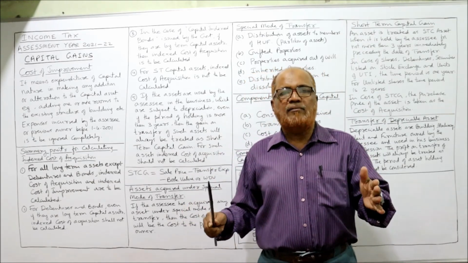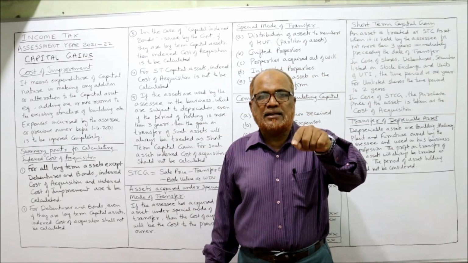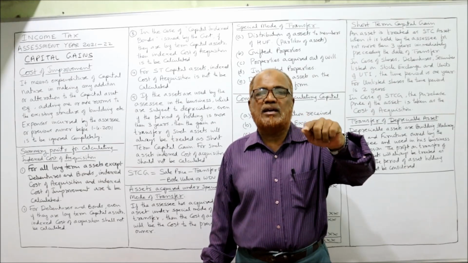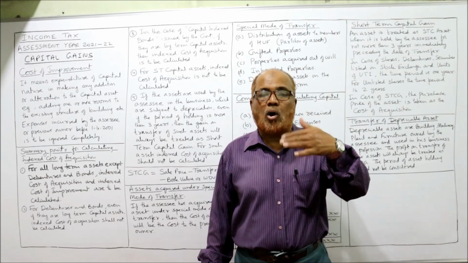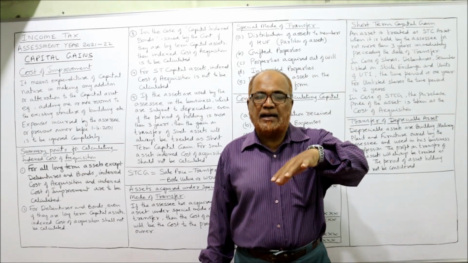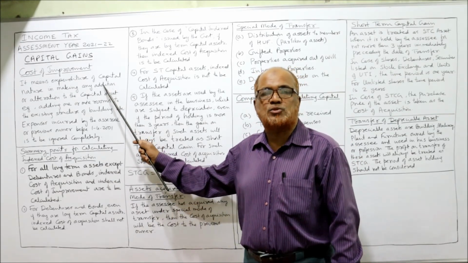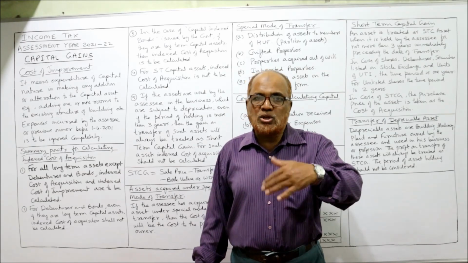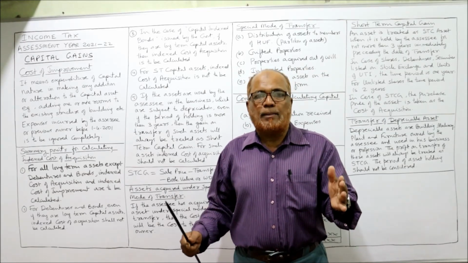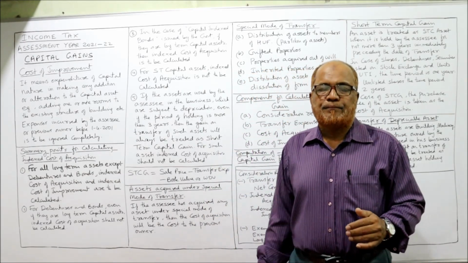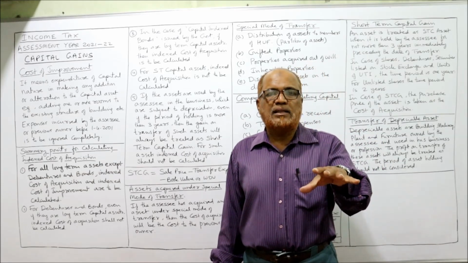It means expenditure of capital nature in making any addition or alteration to the existing capital asset. The assessee is already having a capital asset. In that capital asset, the assessee is making some additions, some alterations. And these additions and alterations are in the nature of capital expenditure. Example, a building is there. The assessee is owning the building.